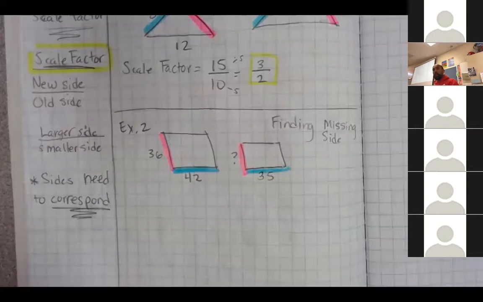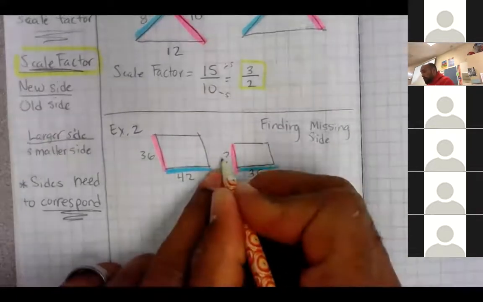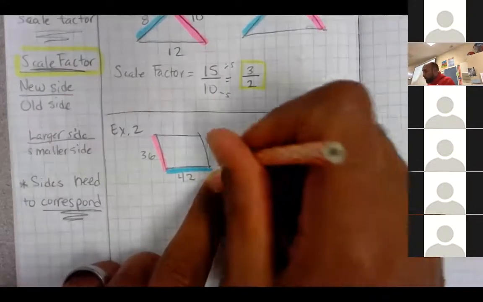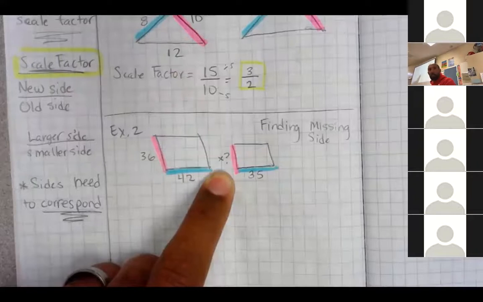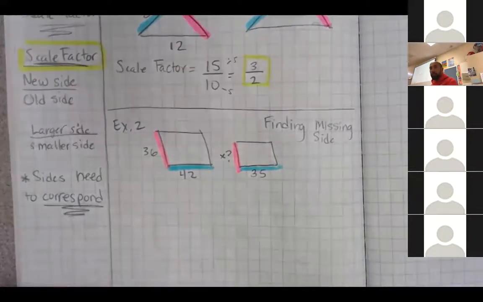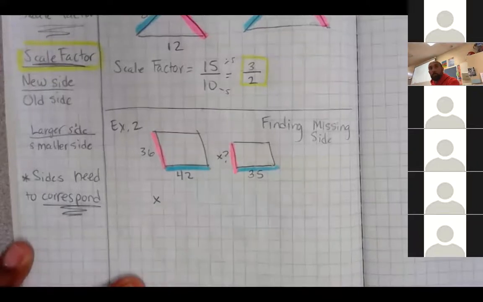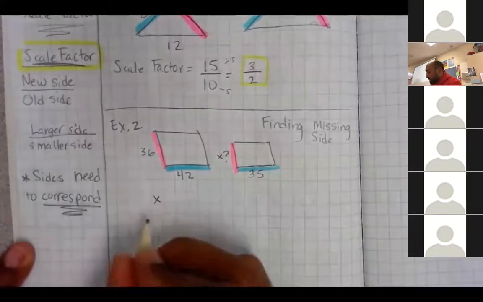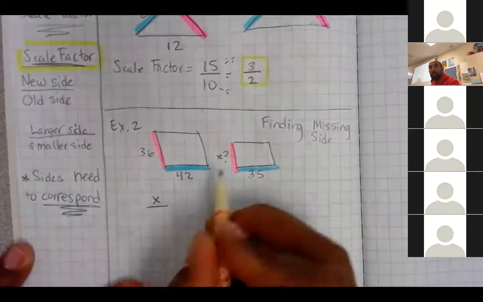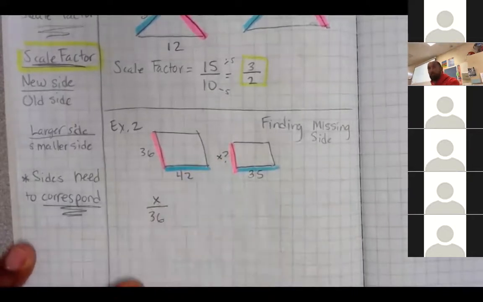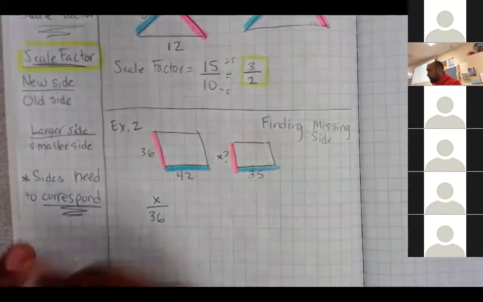So what I'm going to set up is a proportion. The missing side, you can call it whatever you want. Let's just give it a letter, a variable. We'll say x in this case. If you want to use x for everything, that's fine. So I'm going to put x first. Under x, I'm going to put the corresponding side. So the corresponding side is 36. Okay, so that's the left side of the equation.